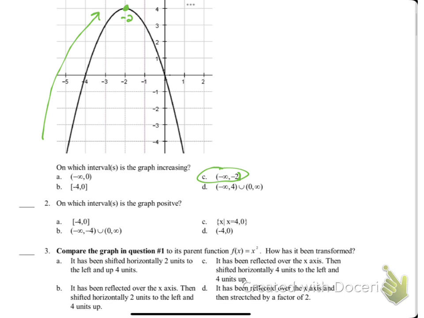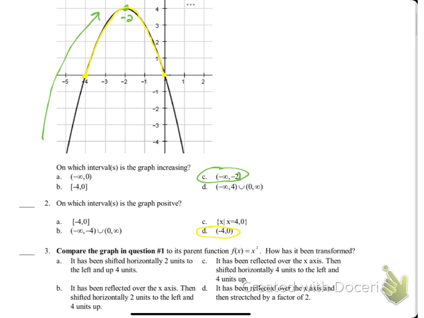On which interval is the graph positive? It's positive above the x-axis, so it's positive from negative 4 to 0. Negative 4 to 0. Remember, we read it left to right on the x-axis. Okay.